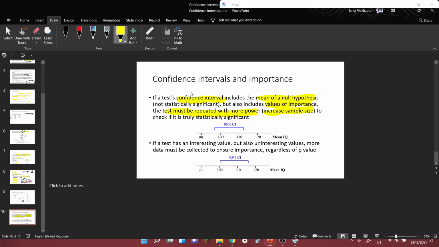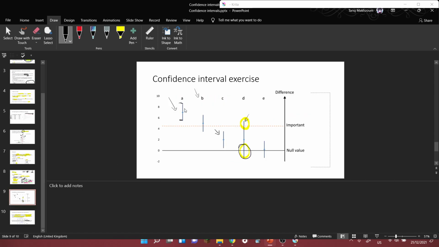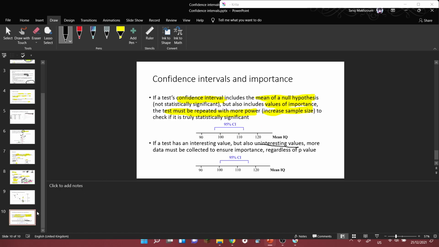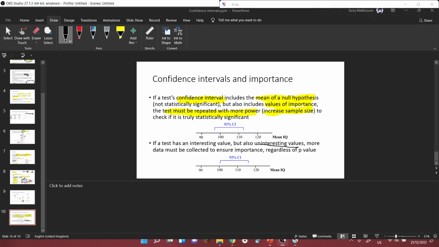Okay, and so the second option is if the test has interesting values, but it also has uninteresting values. And so that's drug B over here. It has values that are of importance, but it also has values that are below the importance threshold. And so you have to do more tests and collect more data to make sure that this effect is of importance, regardless of whether or not it's statistically significant. And that's it, thanks.